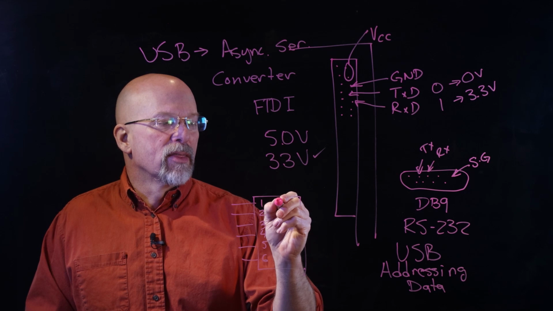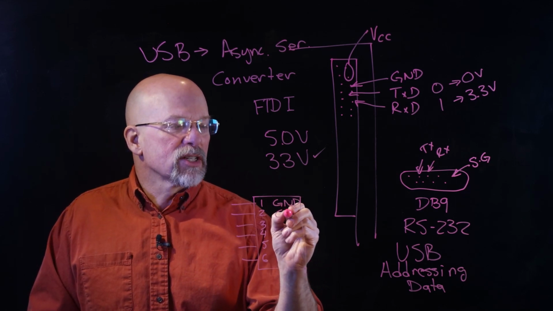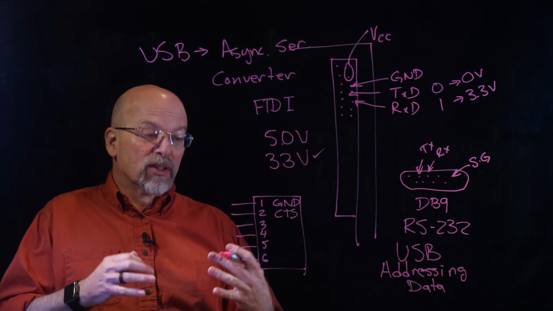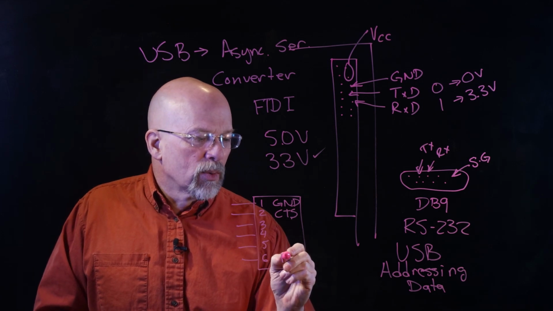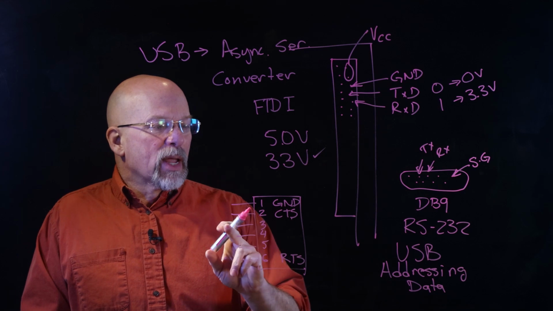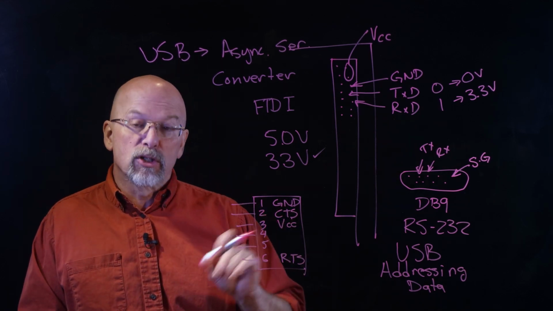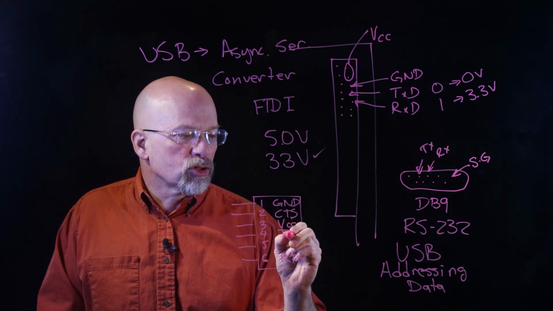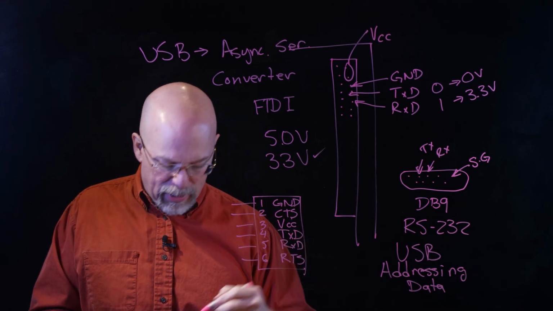Pin 1, that is our signal ground. Pin 2, this is our clear to send, and it is a handshaking signal that is used in conjunction with what's on pin 6, which is our ready to send, RTS. We have pin 3, this is VCC, a source voltage. We're not going to be using that. But pin 4, what we have is transmit data, and pin 5, we have receive data.